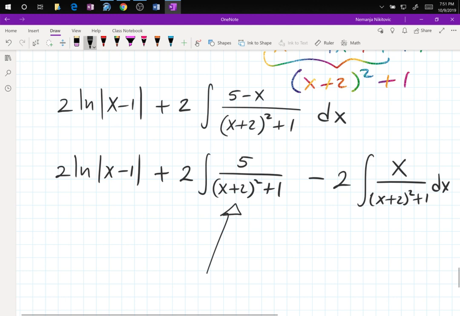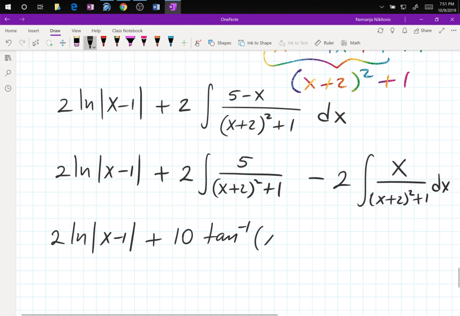Inverse tangent. It is of the form 1 over u squared plus a squared. You're using u sub to work that one into inverse tangent. So now we are at the situation 2 ln |x minus 1| plus 10 inverse tangent of x plus 2. And now we have minus 2 times the integral of x over (x plus 2) squared plus 1 dx.